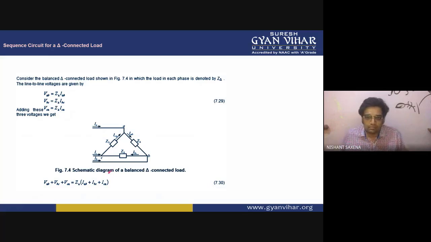Whereas we can see that the phase voltages VAB, VBC, and VCA will be equal to Z delta into IAB, Z delta into IBC, and Z delta into ICA. So by adding all these three voltages, we get Z delta times (IAB plus IBC plus ICA).